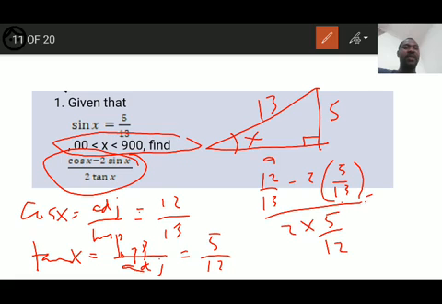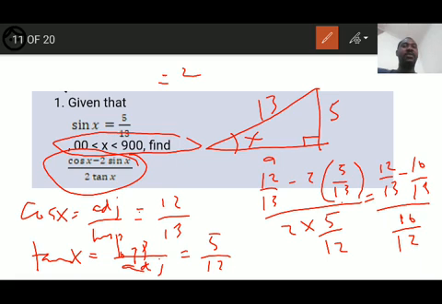Okay, so that will now give us 12 over 13 minus 2 times 5, here is 10, so this is 10 over 13, divided by 2 times 5 over 12, which here will give us 10 over 12. Now if we find the LCM there, 12 over 13 minus 10 over 13 is going to give us 2 over 13. So we have 2 over 13 divided by 10 over 12, which means 2 over 13 times 12 over 10.